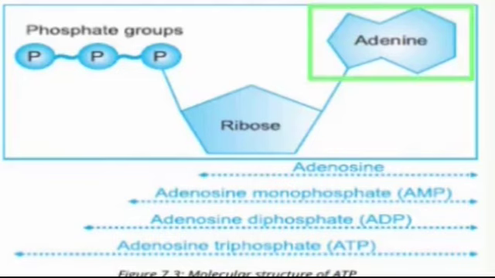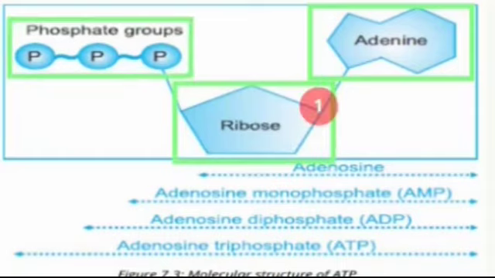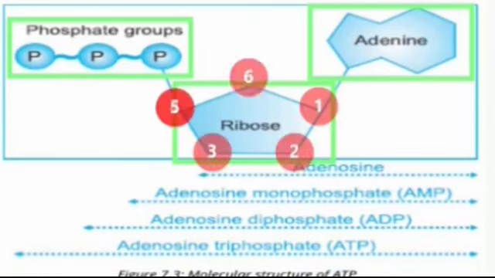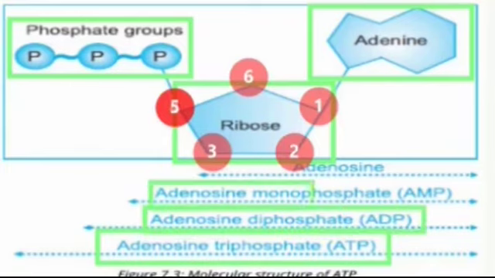As shown in the diagram, ATP consists of adenine nitrogenous base, ribose 5-carbon sugar, and phosphate groups. There are 1, 2, 3, 4, and 5 corners of the 5-carbon sugar that's known as ribose. Adenosine triphosphate ATP, adenosine diphosphate ADP, adenosine monophosphate AMP are basically the three kinds of adenosine phosphate molecules.